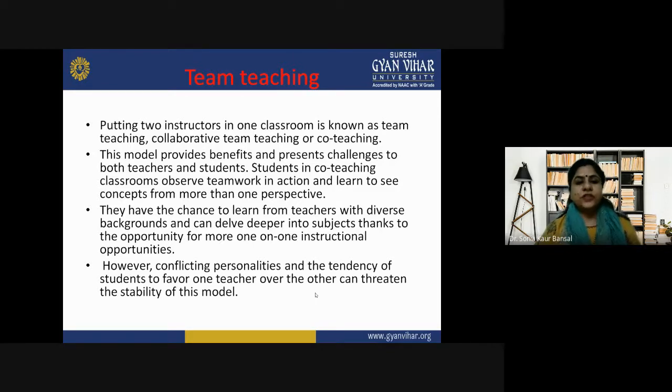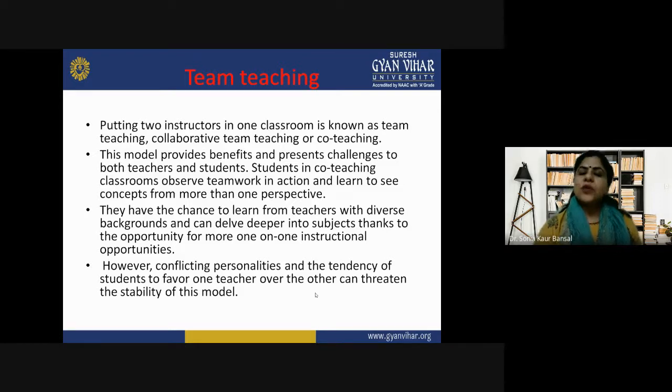This model of collaborative team teaching provides very good benefits and presents challenges to both teachers as well as students. Students in a co-teaching classroom observe teamwork in action, how the teachers are teaching in teamwork, and learn to see concepts from more than one perspective. Just imagine your own micro teaching skills being taught to you by different lecturers. Then they have the chance to learn from teachers with diverse backgrounds and can delve deeper into subjects, thanks to the opportunity for more one-on-one instruction. Students learn more in team teaching. It is actually proved by the researchers also.